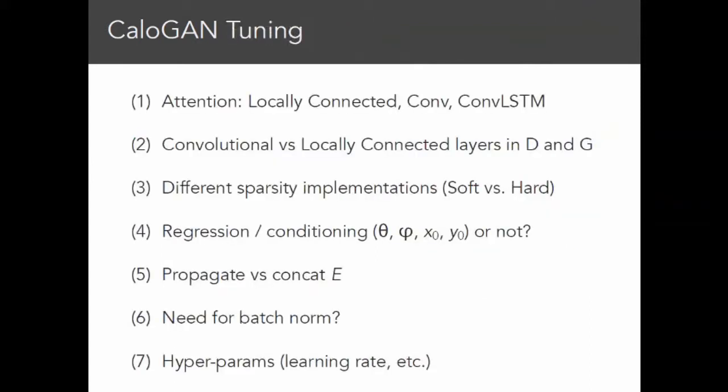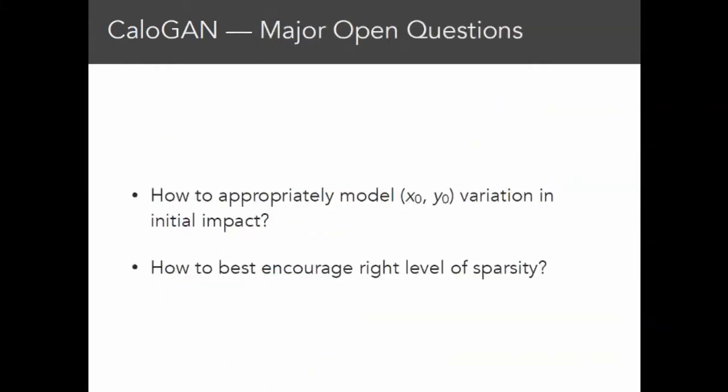So we have a whole laundry list here of different hyperparameters that we're optimizing over, trying to make this as good as possible for a real-world implementation. I'll leave these here and, for the sake of time, skip over that. The 2 major open questions that we have in using GANs to model calorimeters are how to appropriately model variation in the initial impact location, x and y, and how best to encourage the right level of sparsity. These are our open questions that we still have.